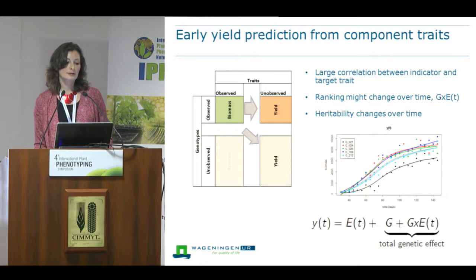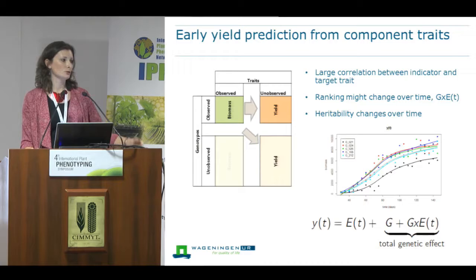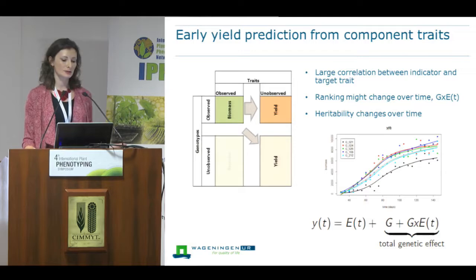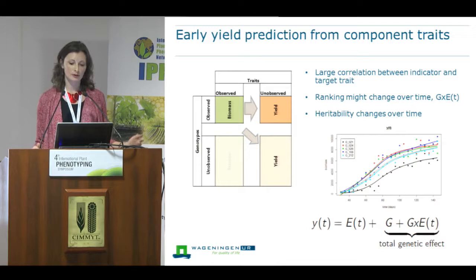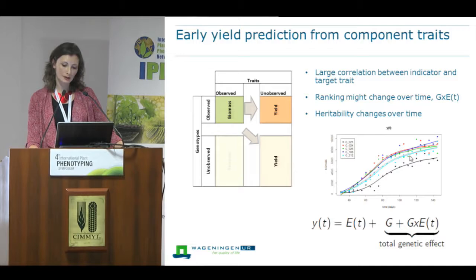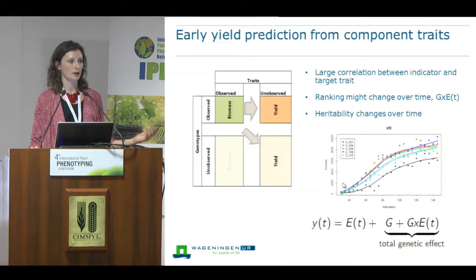Another type of prediction scenario that can be interesting for breeders is: is it possible to use biomass measured early in the growing season to predict yield at the end of the growing season? Again, this is possible, but we need a large correlation between the indicator trait, biomass early, and the target trait, yield at the end. However, as you see at the bottom of the slide here, the ranking of genotypes for biomass changes over time. So we have some genotype-by-time interaction, and this reduces the correlation between biomass and yield.